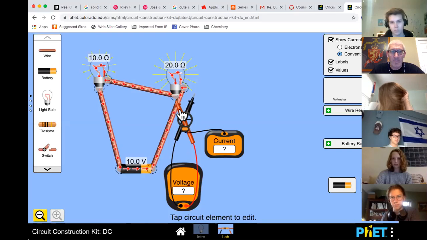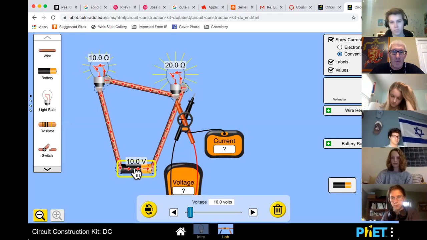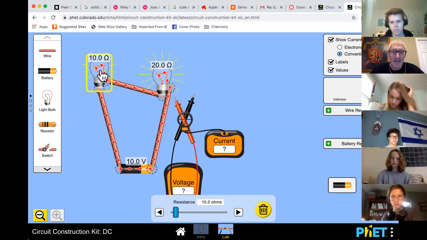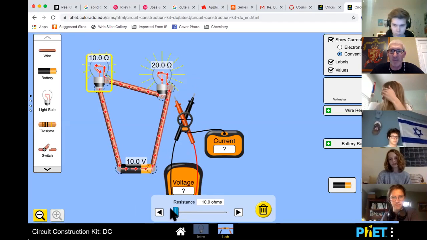How did you get the bulbs to have different values? So are you talking about the voltage for the battery? No, I mean the light bulbs. Like one says 20 and one says 10, but both of mine say 10. Okay, so all you do to change it is click on the bulb itself, Annie, and then you see a slider at the bottom where you can change the resistance. So make one of them 10 and one of them 20. Sorry, I didn't make that more clear. Yeah, is that better?